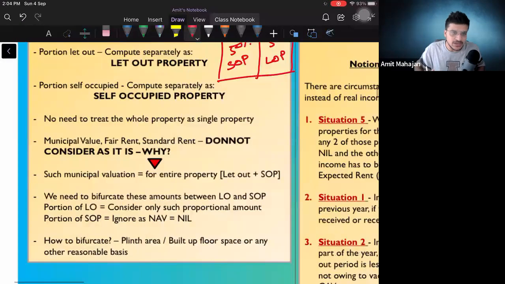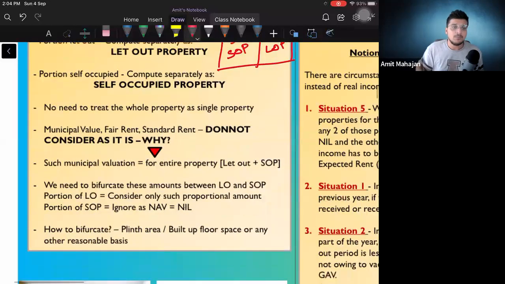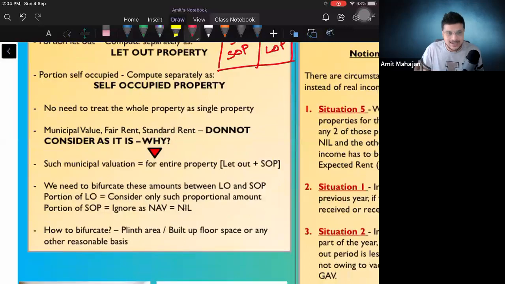Now, no need to treat the whole property as a single property. You do two separate computations. Now, people usually forget this: municipal value, fair rent, standard rent. Do not consider them as it is.